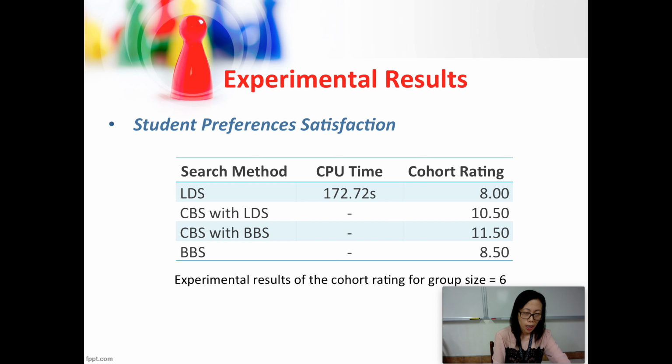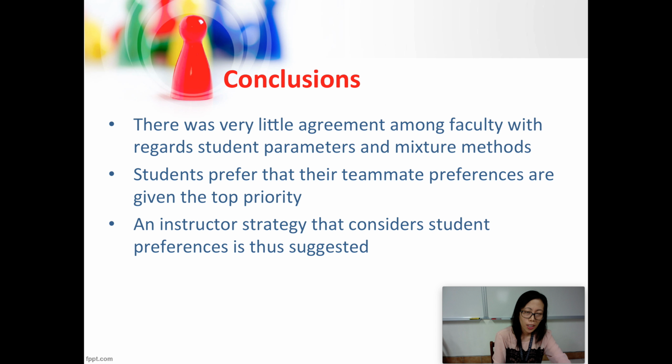Now, for the conclusions, as previously shown, there was very little agreement among faculty with regards to student parameters and mixture method. We've realized, of course, that some of the faculty members who were respondents in the survey did not use long-term collaborative activities or long-term student projects in their classes. And so they were not able to observe the difference between using an instructor selection and using either a student selection, random selection, or counting.